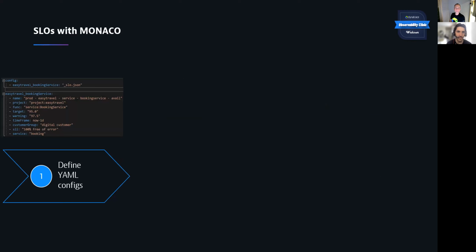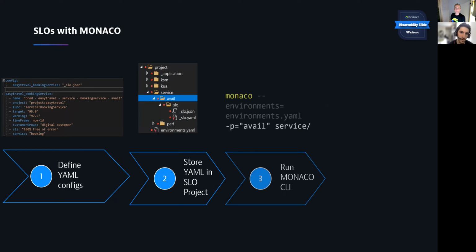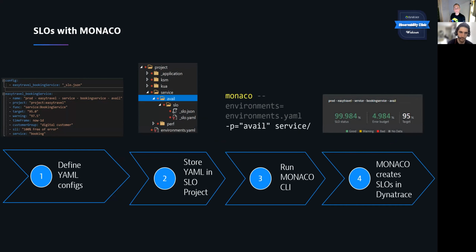So, looking at how we're applying SLOs with Monaco. Again, we start with just a YAML file where we define the declarative properties of our SLOs. We store those in a YAML in an SLO Monaco project. Monaco does its thing and generates those SLOs for us. So we'll basically be using this model to apply several SLOs in no time.